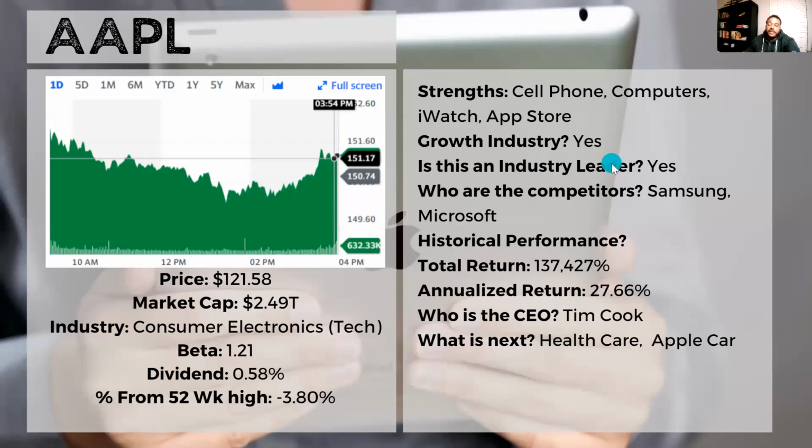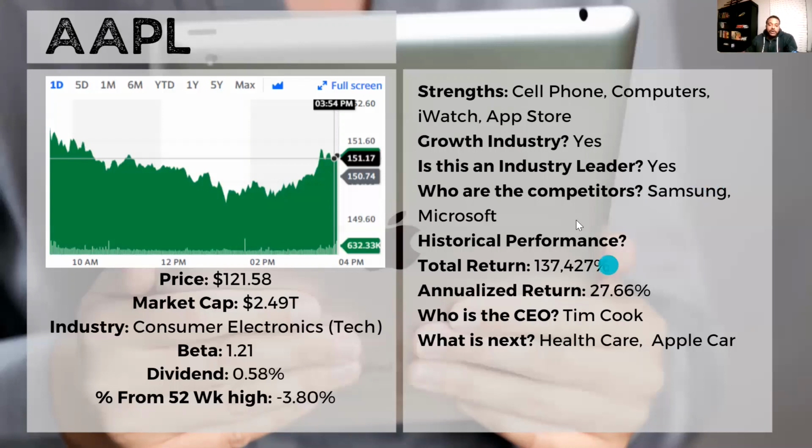Is it an industry leader? Well, Apple is the #2 company by market cap, the #1 cell phone maker, etc. So we know that Apple is an industry leader. Who are its competitors? Well, we know Samsung is a competitor, Microsoft is a competitor. That's very important as you come to evaluate companies. Who their competitors are determines just how good of a stock it is. If it's a smaller company with a large competitor that may want to compete with it, then we have to understand that they're facing an uphill battle.